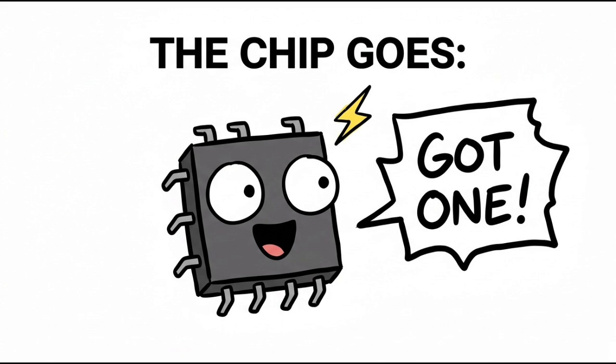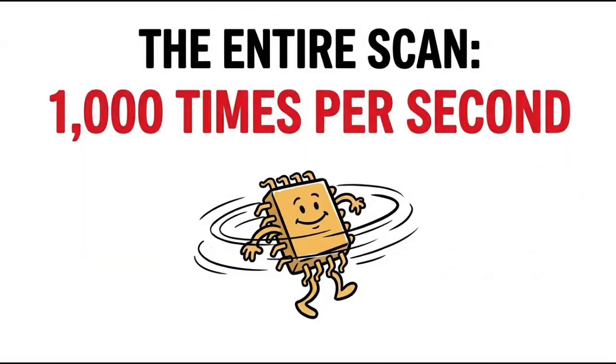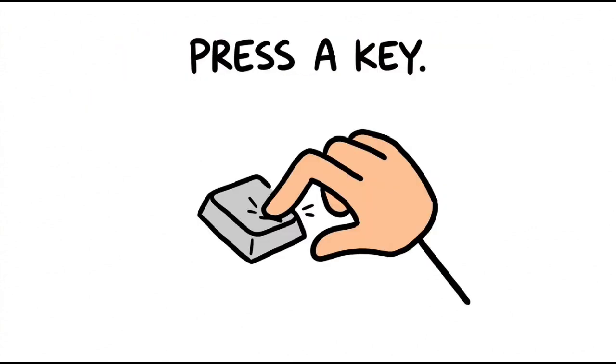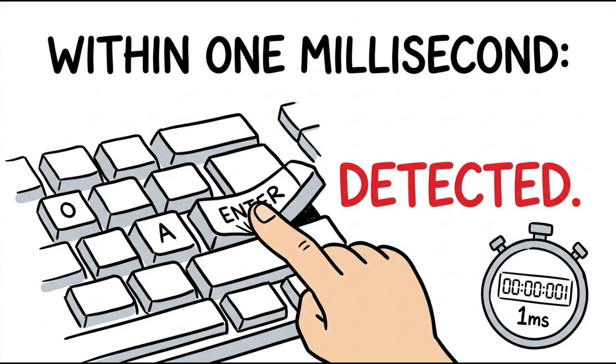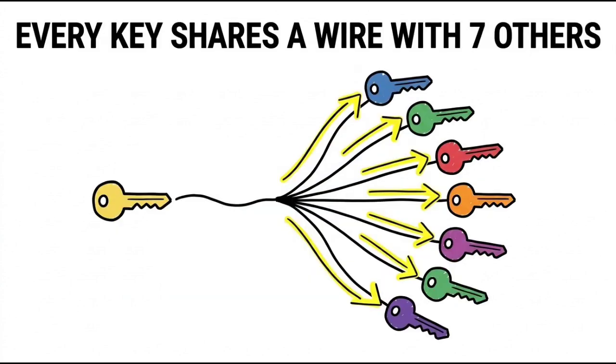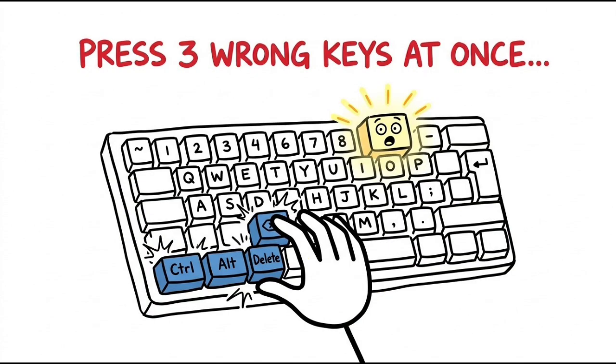It now knows exactly which key was pressed, and it does this entire scan up to 1,000 times per second. That's called the polling rate. Press a key. Within 1 millisecond, detected. Done. Already sent. Your keyboard is lying to you right now. Not on purpose, mechanically. Every key shares a wire with 7 other keys. Press 3 wrong keys at the same time, and your keyboard reports a 4th key.